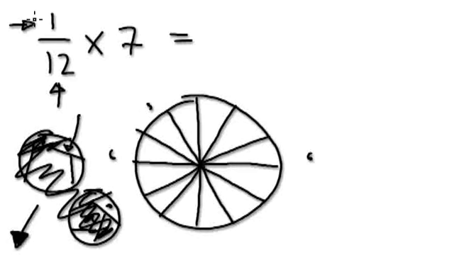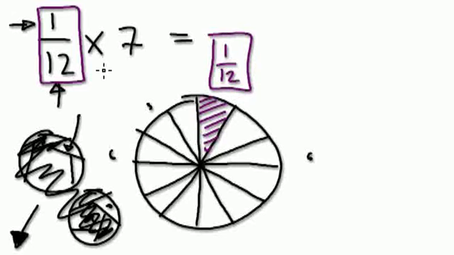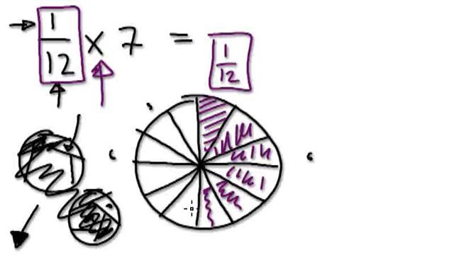So let's jump back to our original question. 1 over 12 of something means this. This is our starting slice. Now make an exact copy of it 7 times. So 1 already, 2, 3, 4, 5, 6, 7. So that means it's 7. The answer is 7 over 12.